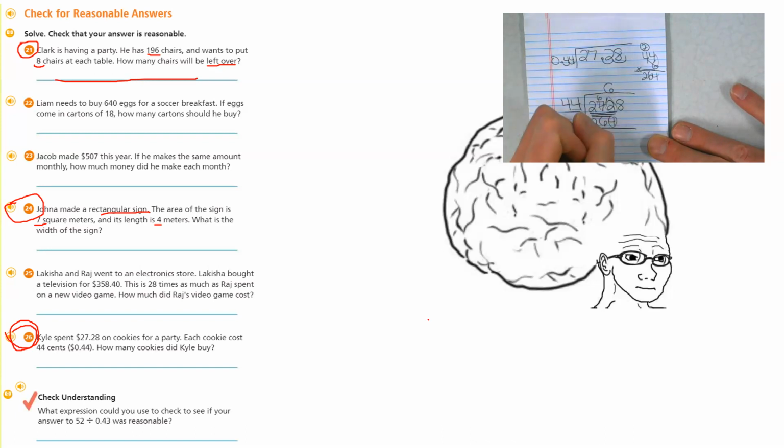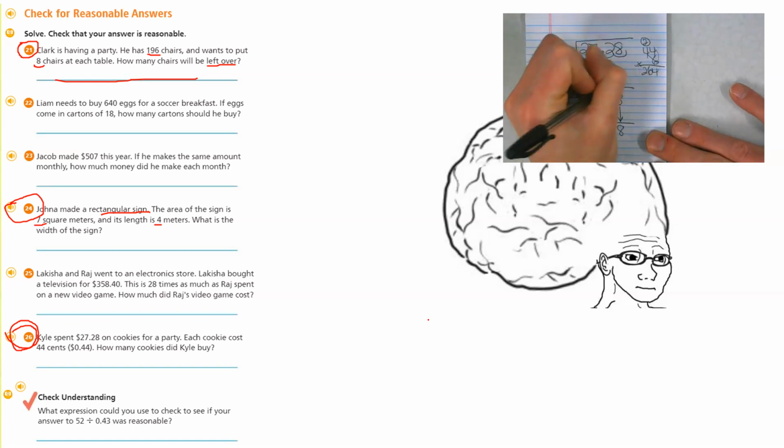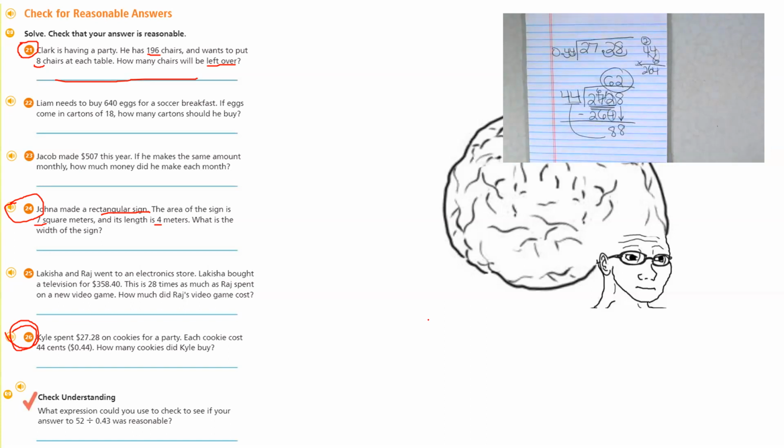12 minus 4 is 8. 6 minus, okay, so there's 8 left over. Bring down the 8. How many 44s are in 88? 2. So how many cookies did he buy? He bought 62 cookies.